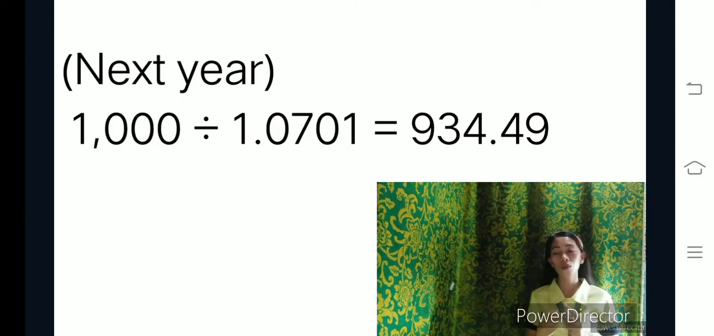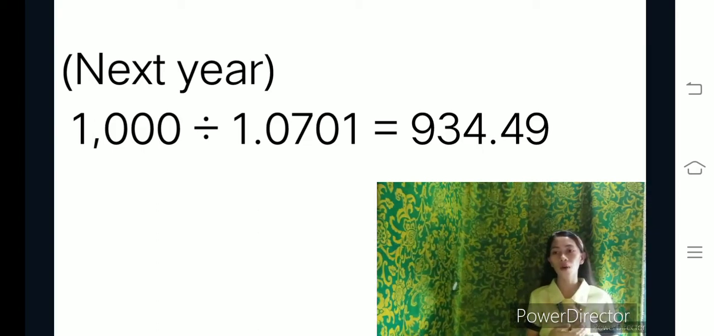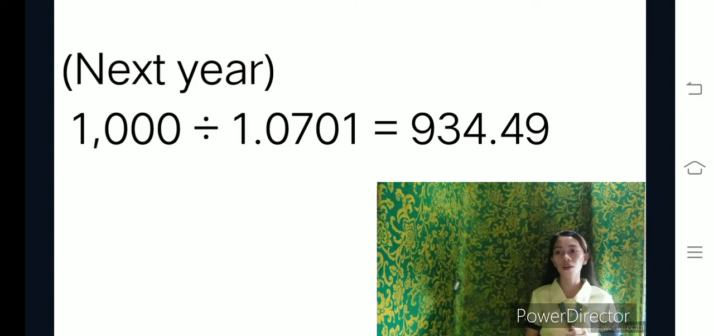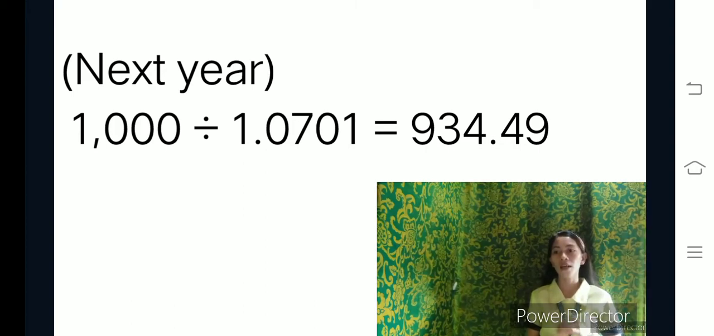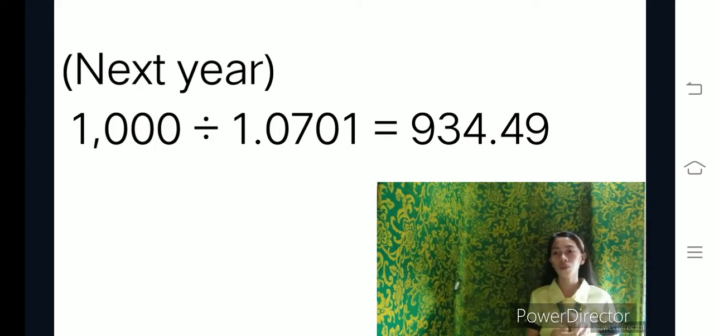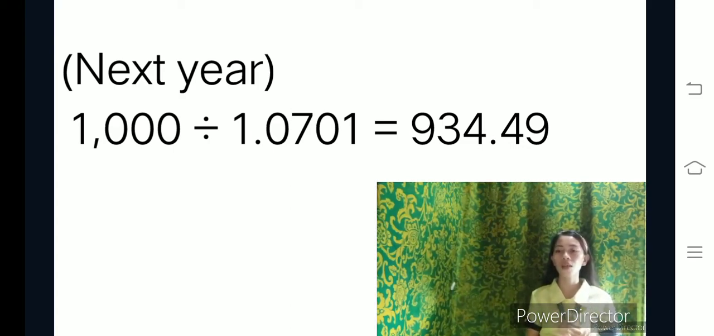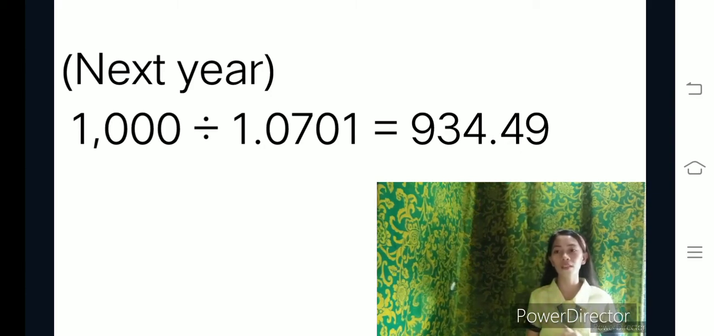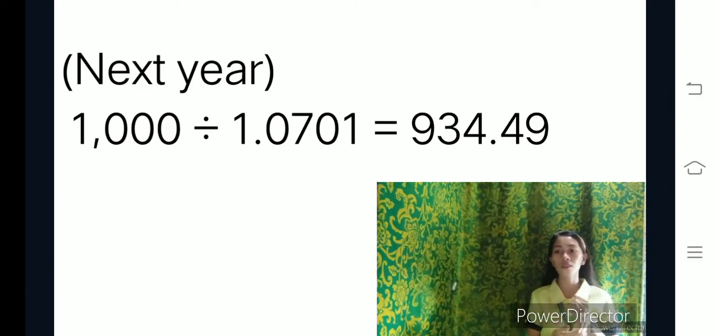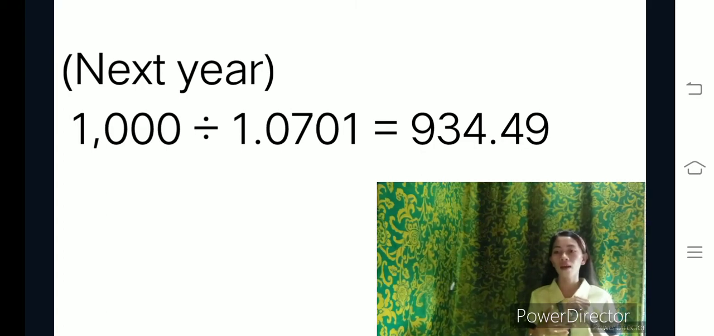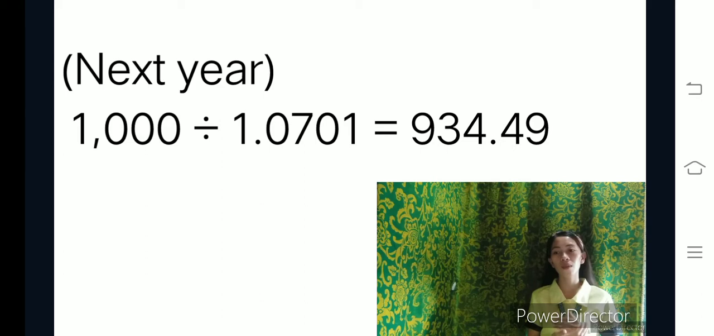Next year, the bond will have a remaining maturity of 1 year. Since it was a 2-year bond, it is now 1 year closer to maturity. And the 1-year interest rate will be 7.01%. Therefore, the price next year will be written as this: 1,000 divided by 1.0701. Again, why is it 1.0701? Because the yield to maturity of the bond for the next year is 7.01%. If we convert it into decimal, it will become 0.0701, plus the 1 for the face value.